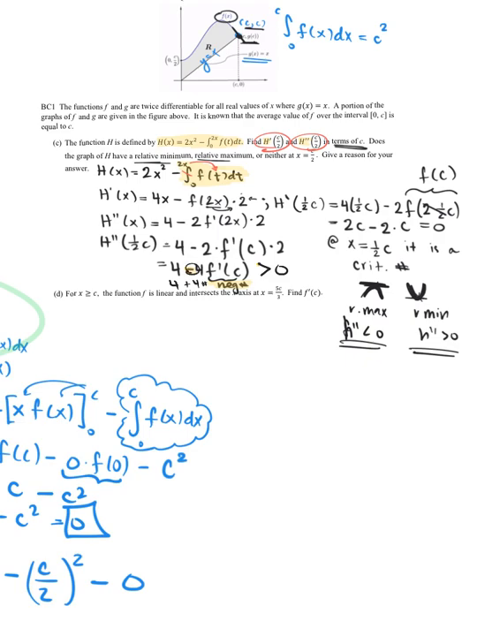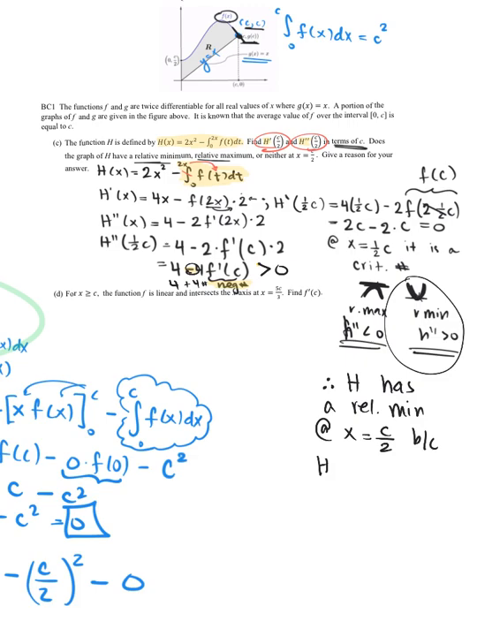So then because the second derivative is greater than 0, this is the situation I have. So then my conclusion would be that H has a relative minimum at x equals c over 2, and that's because H prime of c over 2 is equal to 0, and H double prime of c over 2 is greater than 0, and that would be all we would have to say. Okay? And then I'll do the other parts on a second video.